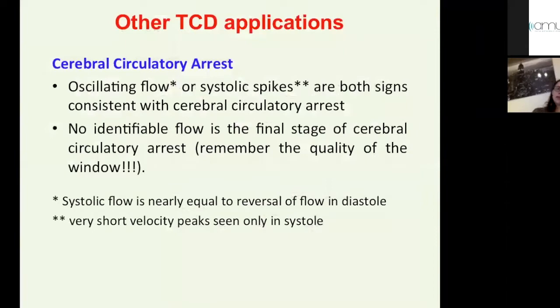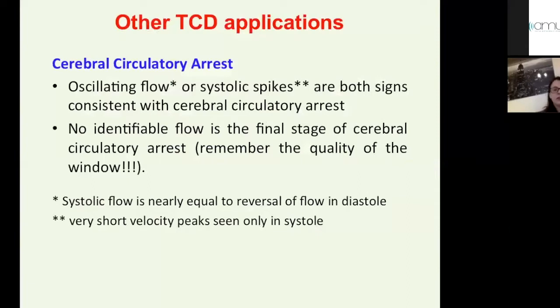Other TCD applications: cerebral circulatory arrest. I'm not sure how it works in Mexico. In the United Kingdom, the diagnosis of brain death is just clinical. But in Italy, where I come from, to make a diagnosis of brain stem death we need an instrumental method. One of these methods is transcranial Doppler, and it's an official method to assess the absence of cerebral blood flow. You don't have to think that when you do a transcranial Doppler to diagnose brain death you will never see anything, because there are some flows which are compatible with brain death. The oscillating flow or the systolic spikes are both signs of cerebral circulatory arrest.